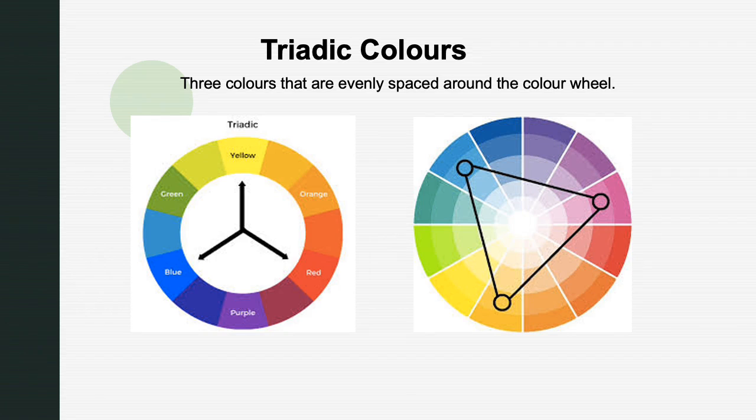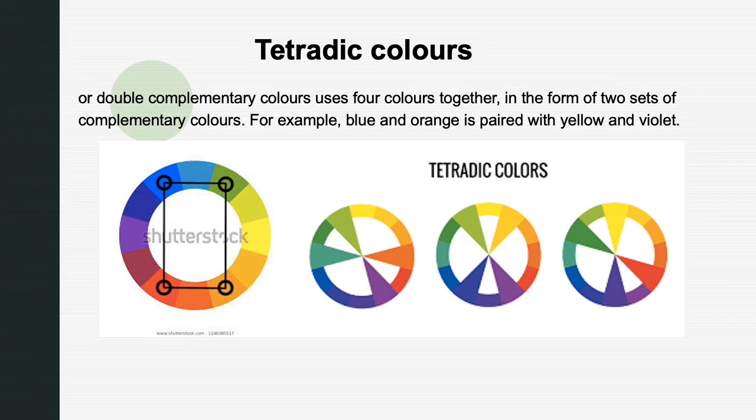Triadic colors: three colors that are evenly spaced around the color wheel. They make a triangle. Next one is tetradic colors, or double complementary colors. These are also known as double complementary colors. It uses four colors together in the form of two sets of complementary colors. For example, blue and orange is paired with yellow and violet. You can see here on the left side two pairs of colors.